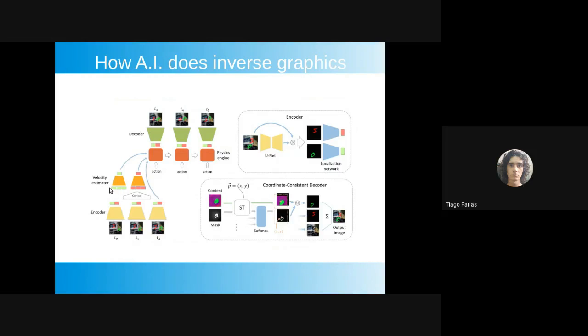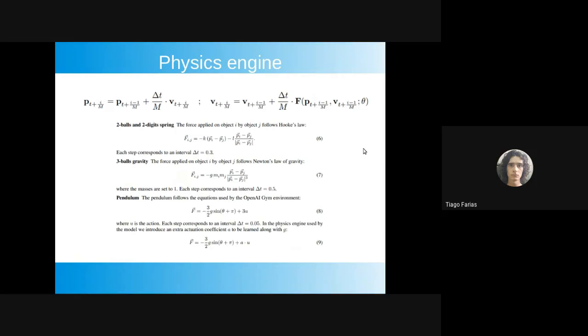Now, the velocity estimator passes the velocity of each object, and the encoder passes the position of each object, to the physics engine. The physics engine is the set of equations of the physical system you want to simulate. So here in this paper, they use 2 balls on a spring, 3 balls with gravity, where the 3 balls influence each other by gravity, and a pendulum. So the physics engine has these equations for each physical system.